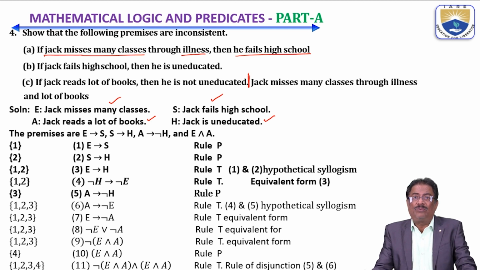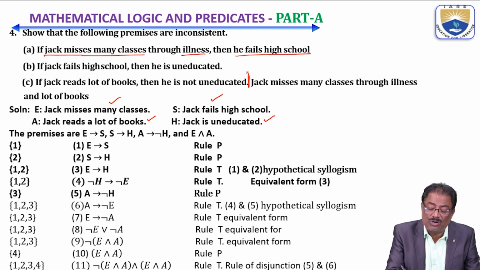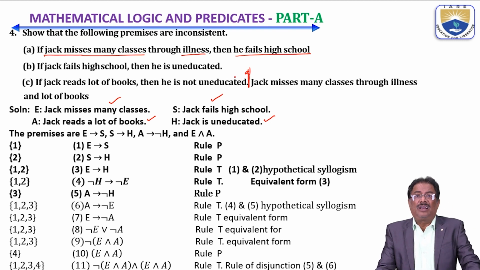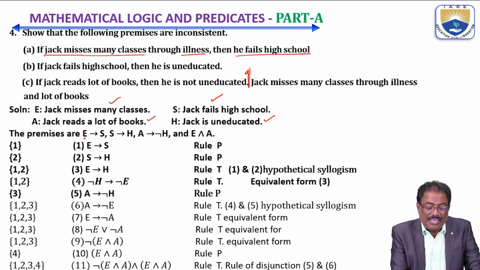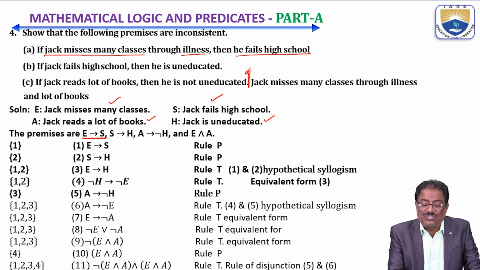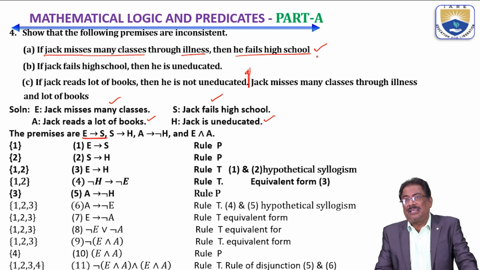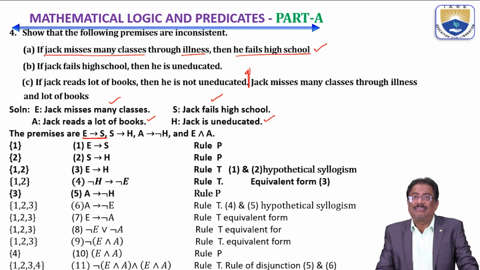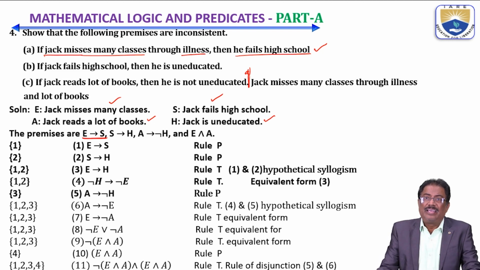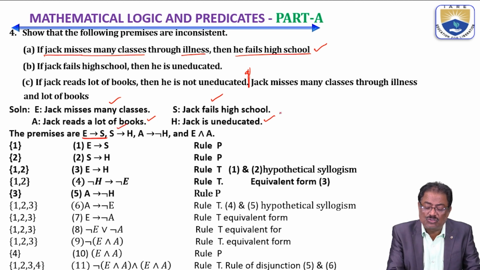That is a D, and we are going to take it by assuming the premises and convert this. Okay, D is this. Now let us go for the first one: if E then S. If Jack misses many classes, then Jack fails in high school. So the sentence A can be written as if E then S, and B can be written as if Jack fails high school, then he is uneducated. So that is going to be written as S to H. These two we are going to combine.